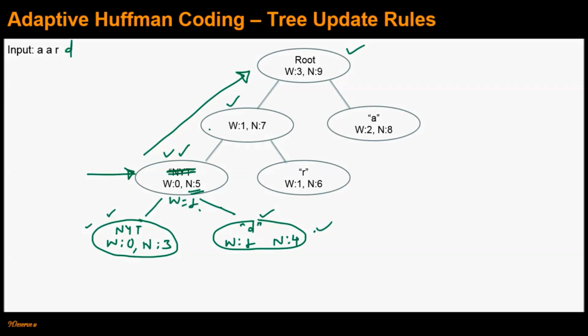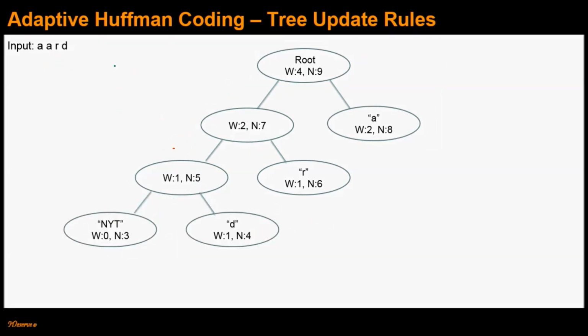Now we update the weight for this particular node. The weight would be updated to 2. And finally the last node in the parent chain is the root node. Its weight would be updated to 2 plus 2, that is 4. So the modified binary tree after reading 4 input characters AARD would be this particular tree. Okay, let's continue with the input sequence.